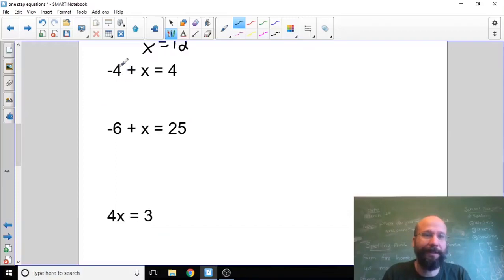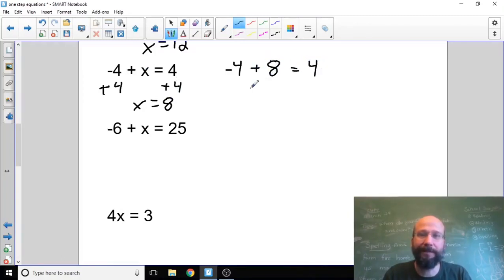So this one, unlike the other one, when there was no symbol, no sign in front of it, now we have a negative 4. So we know this is a negative number, and the opposite is going to be the add. So in order to move this over, we're going to add 4. So that's going to be x equals 8. If we're unsure, we can put this in. So we're going to have negative 4 plus, instead of the x, I'm going to put in my answer, 8.